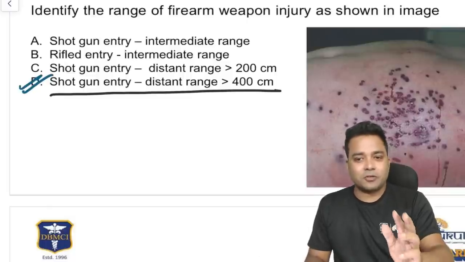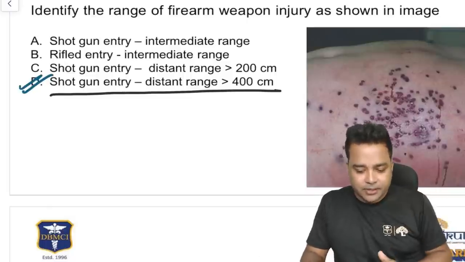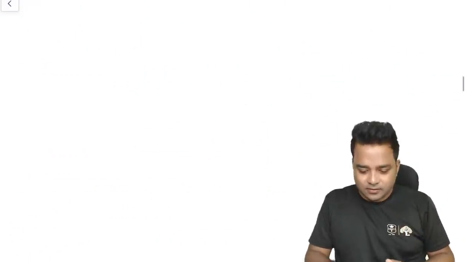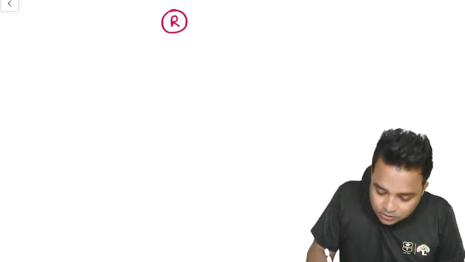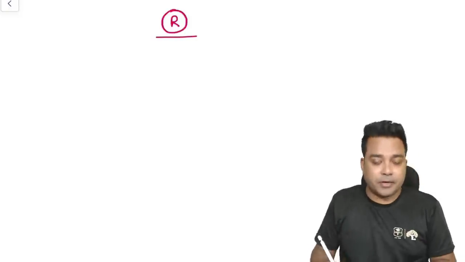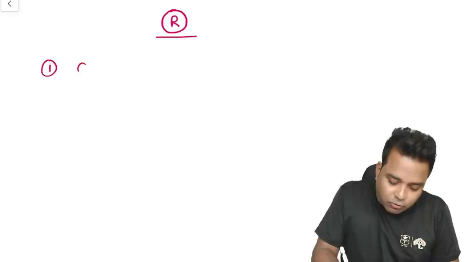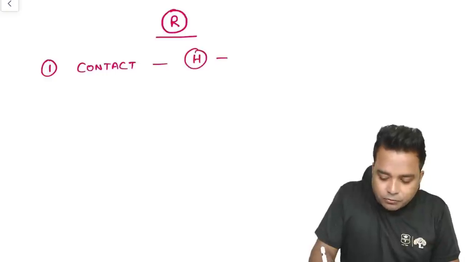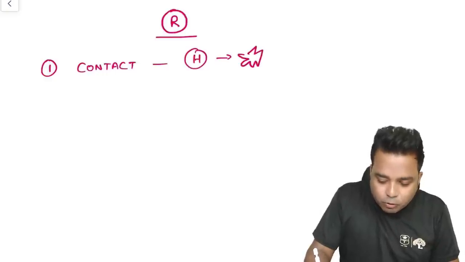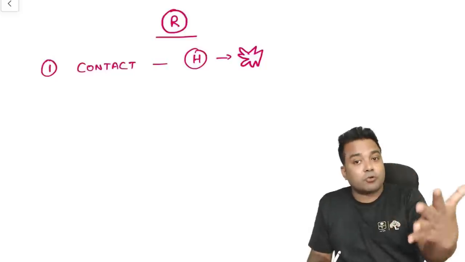Don't mark it wrong. Should we revise rifled entry too quickly in 1 minute? Rifled entry is simple. Shotgun entry appears to be tough, but it is simple if read like this. Come to rifled entry wound. Rifled weapons like pistol or revolver have a short barrel length. Then we have military rifles also, their barrel length is long. Whenever you fire a rifled weapon, what happens in relation to contact? Same thing. If the contact is over head area, you will get star shape entry due to that blowback phenomena, also called stellate or cruciate shape.